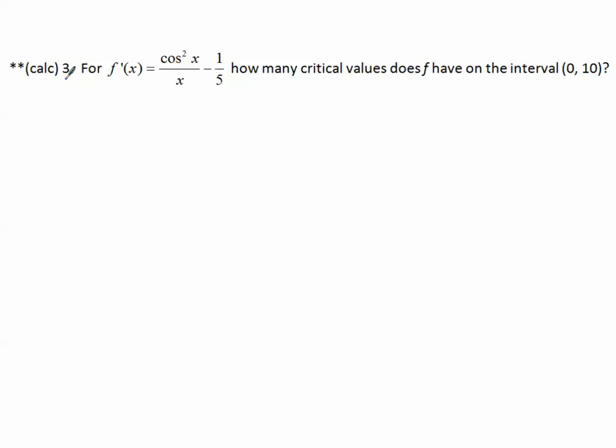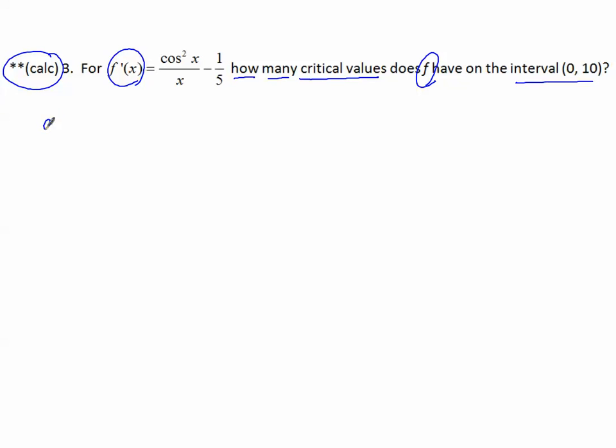Number 3 is from an AP exam in the calculator section. So let's grab our calculator to do this problem. For f prime of x equal to cosine squared x over x minus 1/5, how many critical values does f have on the interval 0 to 10? So notice they're asking about the critical numbers of f, and they're already giving us f prime of x. How can we use our calculator to do this?